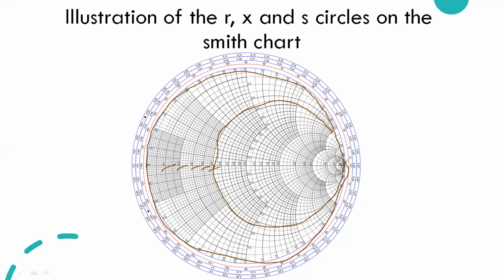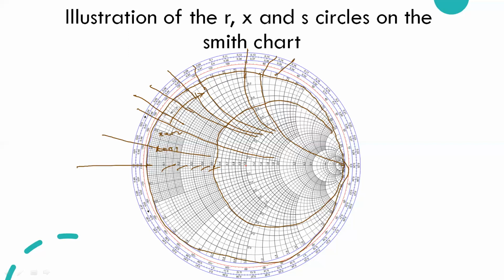Similarly, these are the X circles. For X equal to 0, this is the infinite radius. The X values are shown here: X equal to 0.1, X equal to 0.2, and it goes on increasing this way. The circles will be like this: the X equal to 0.1 circle, the 0.3 circle, 0.4 circle, 0.5 circle, 0.6, and X equal to 1 circle, 1.2, 1.4. It goes on like this. So these are X circles.